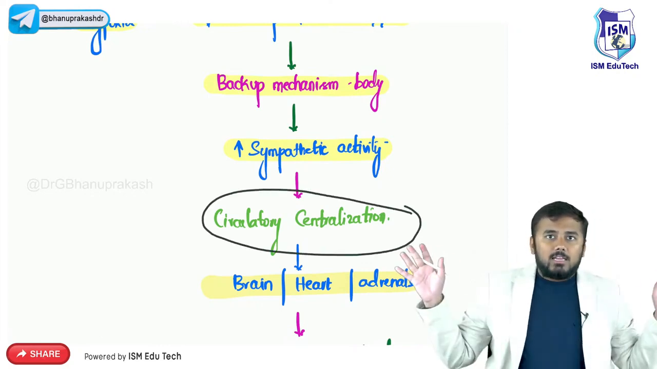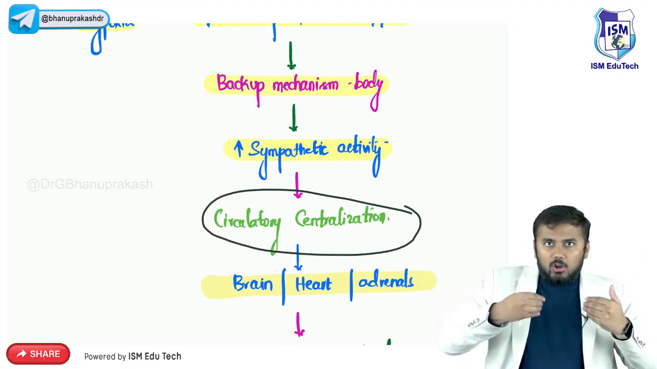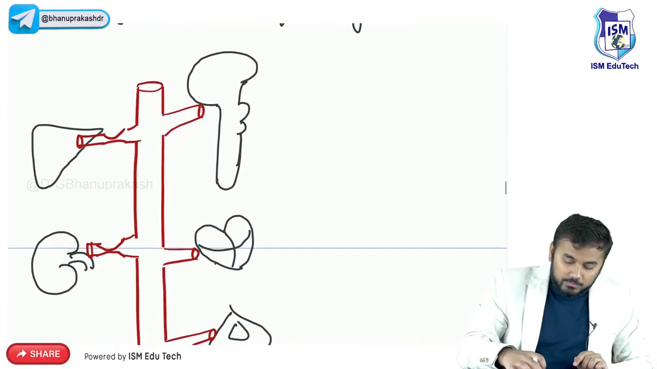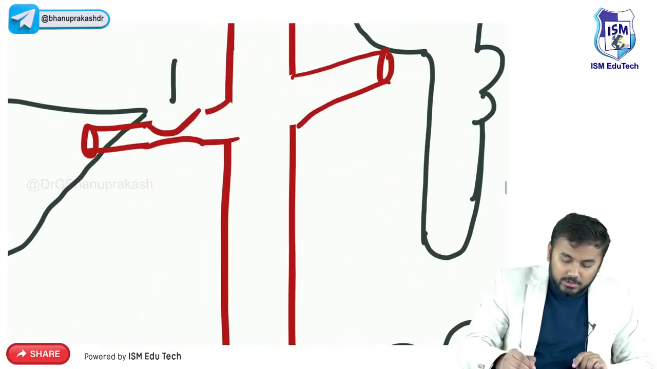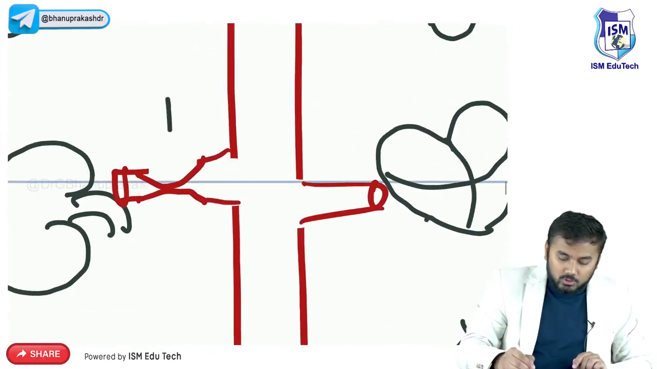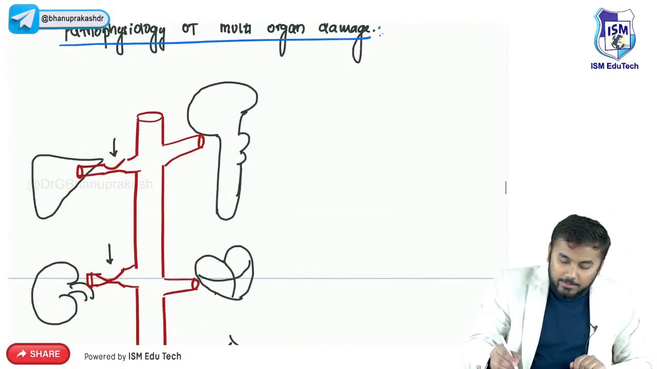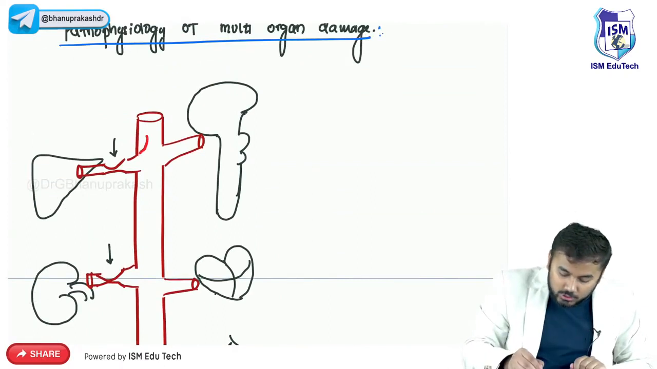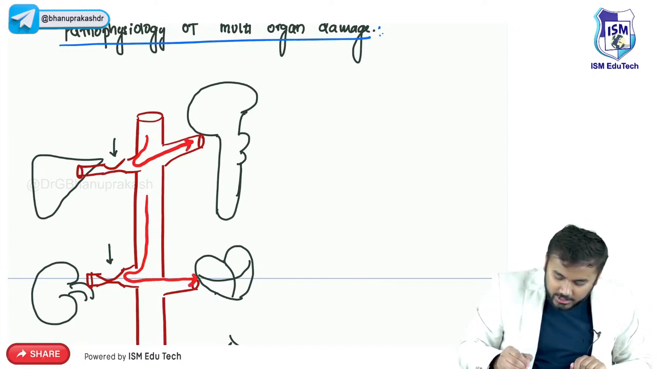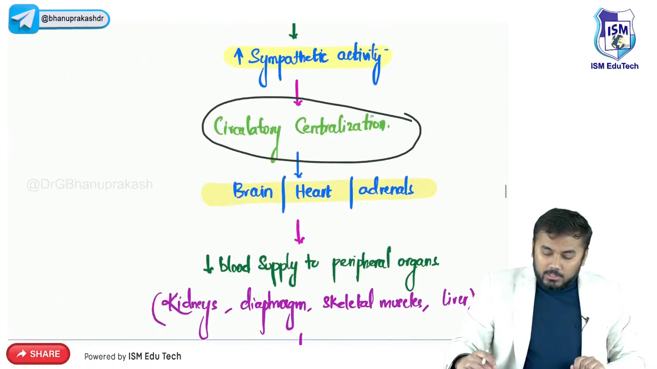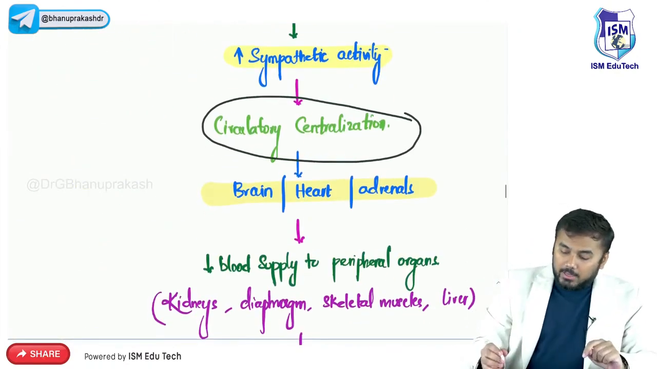From there you are diverting blood here to the central organs. This is called circulatory centralization. All of you can look in the picture. Look, there is vasoconstriction here. See, there is a vasoconstriction. Now because of this, what is happening? The blood which has to come is taking a diversion. You see, the blood which has to come is taking a diversion and supplying the central organs like this. Clear?